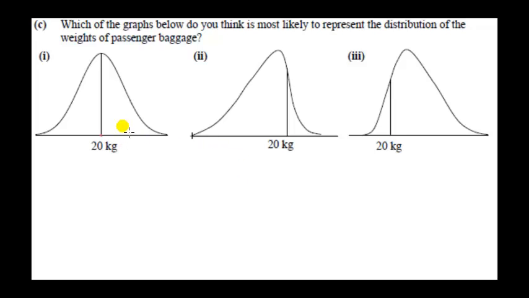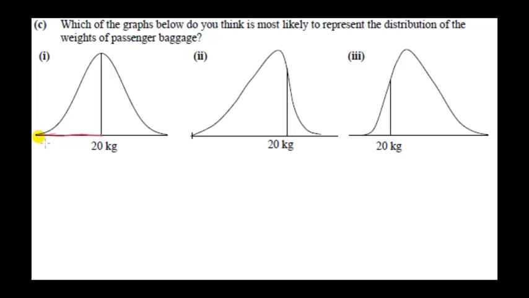Here we have three possibilities for the distribution of the weights of passenger baggage. So, along the horizontal line we have the weight of passenger baggage. 20 kilograms is the cutoff value for a charge being applied to baggage. Okay, so for example, if the distribution looks like what's shown here, we might be interested in the proportion of baggage that weighs less than 20 kilograms. Okay, so the weight is along the horizontal line here.